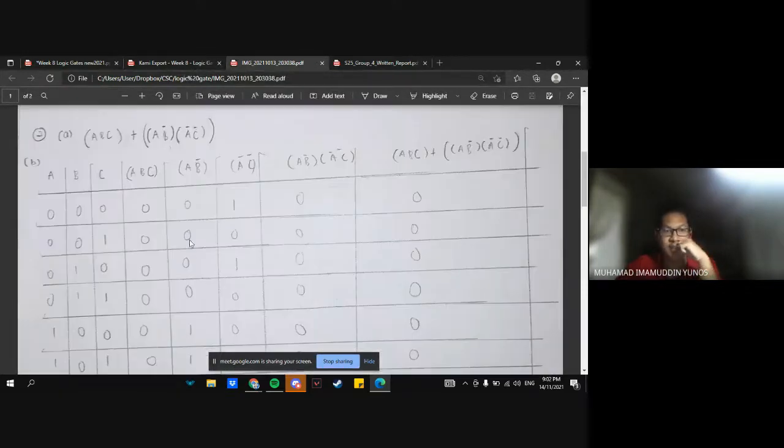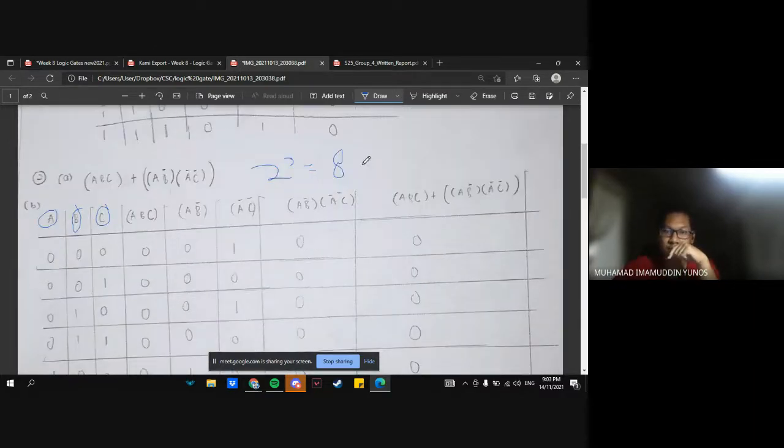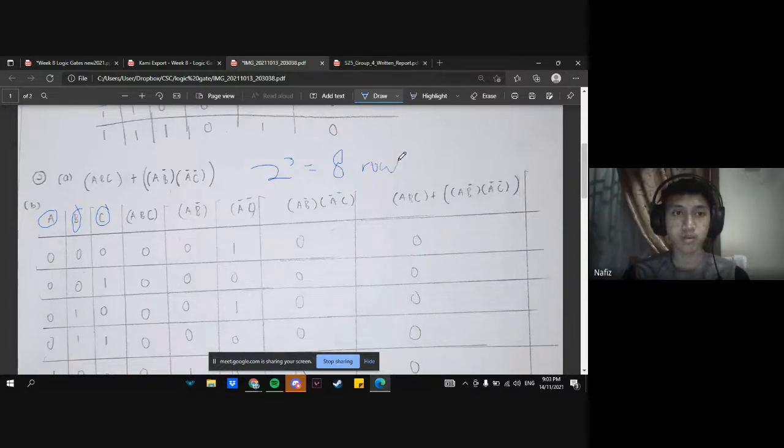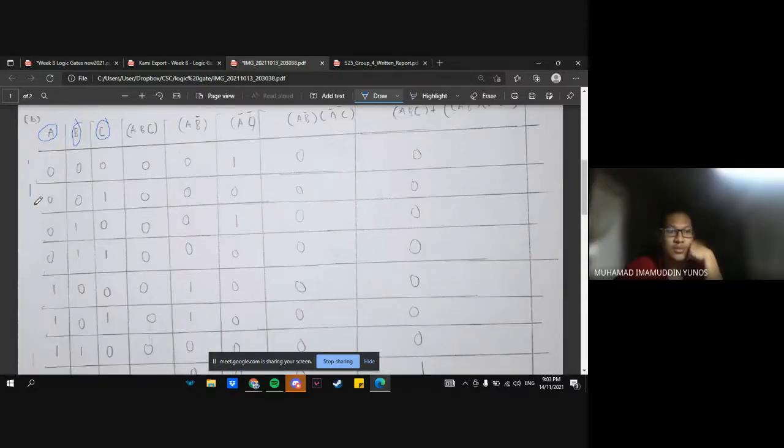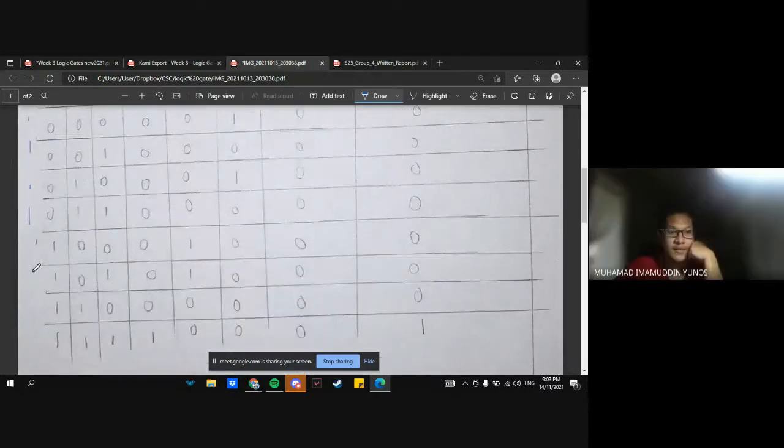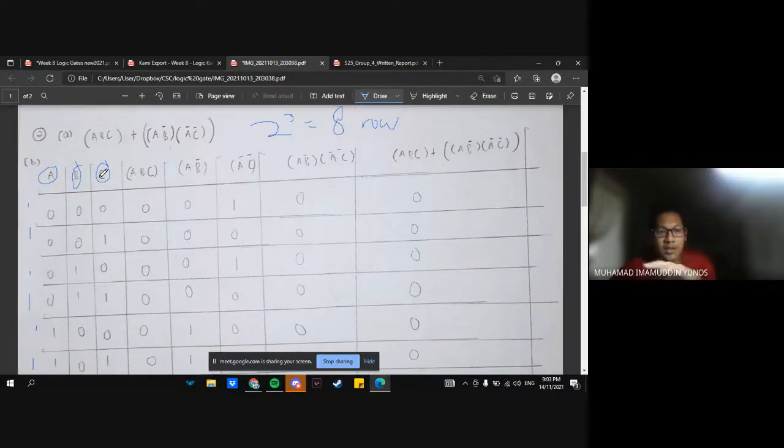You can see here, this is the input A, B, and C. As you know, there are three inputs, which means 2 to the power of 3 equals 8. 8 outputs means 8 rows. One, two, three, 4, 5, 6, 7, 8. 8 rows. We must have 8 rows. If we don't have 8 rows, the truth table will be wrong, not correct.